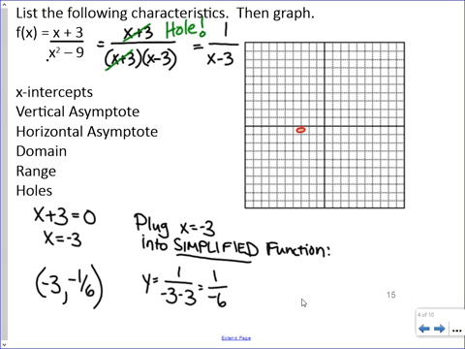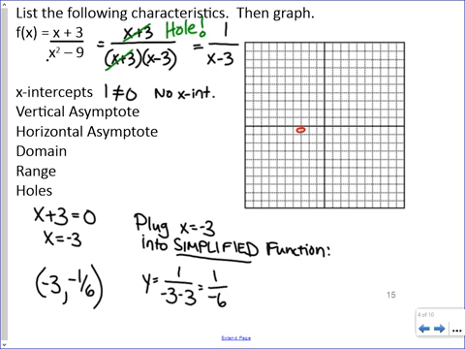Now, to do the rest of your work, you use what's left over after you cancel the hole. So if we go back up to our x-intercepts, and we look at our numerator, all we have left up there is 1. If we set 1 equal to 0, are we going to find an x-intercept? No. 1 equals 0 does not produce an x-intercept. So I could say 1 does not equal 0. That's what's left over in the numerator, right? So I have no x-intercept.